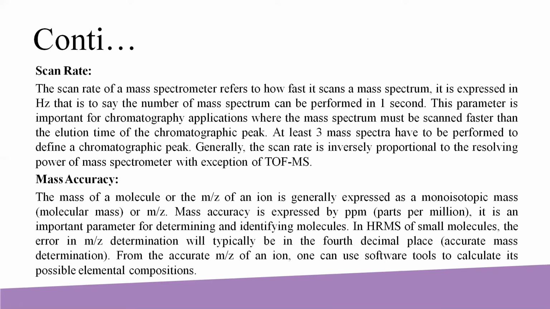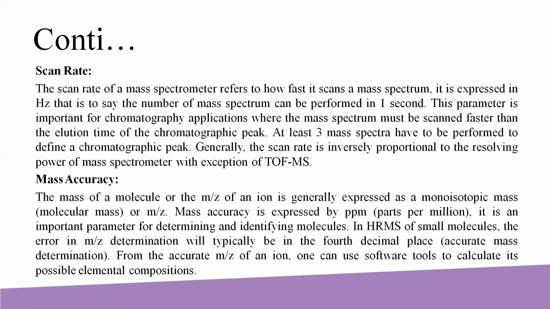Next is scan rate. The scan rate of a mass spectrometer refers to how fast it scans the mass spectrum. It is expressed in frequency, Hz, that is to say, the number of mass spectra that can be performed in 1 second. This parameter is important for chromatography applications, where the mass spectrum must be scanned faster than the elution time of the chromatographic peak. At least 3 mass spectra have to be performed to define a chromatographic peak.